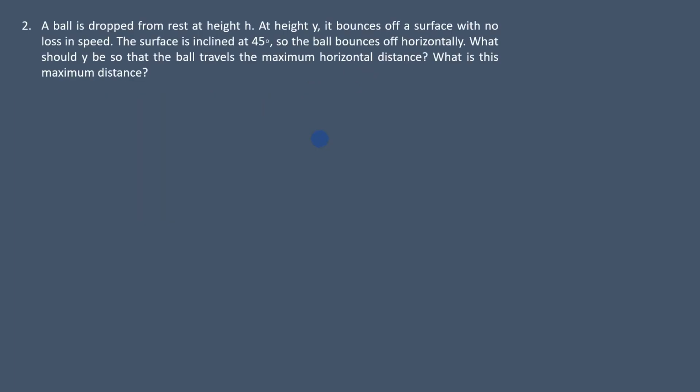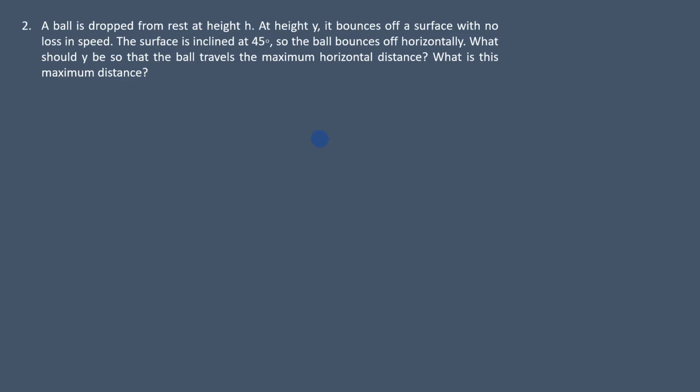Okay, we move to the second question. A ball is dropped from rest at height h. At height y, it bounces off a surface with no loss in speed. The surface is inclined at 45 degrees, so the ball bounces off horizontally. What should y be so that the ball travels the maximum horizontal distance? What is this maximum distance?